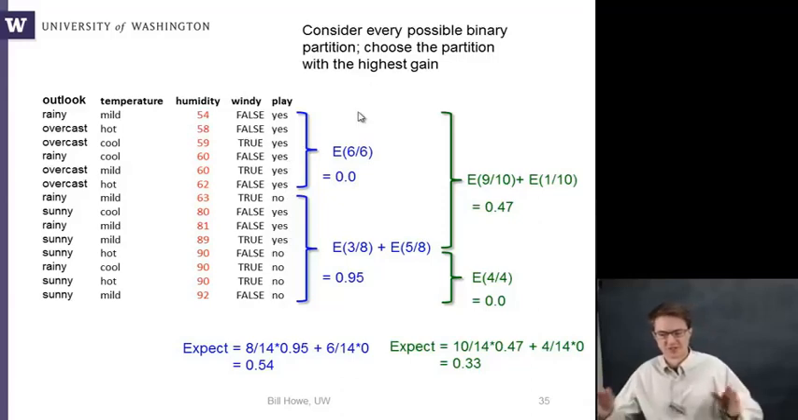Okay, so again, we consider every possible binary partition and choose a partition with the highest gain as a way to turn any continuous variable into a discrete variable, so that you can work on this. And you could actually do this more with, instead of just true false, or instead of just high low, you could also pick more buckets to have an even higher fan out.